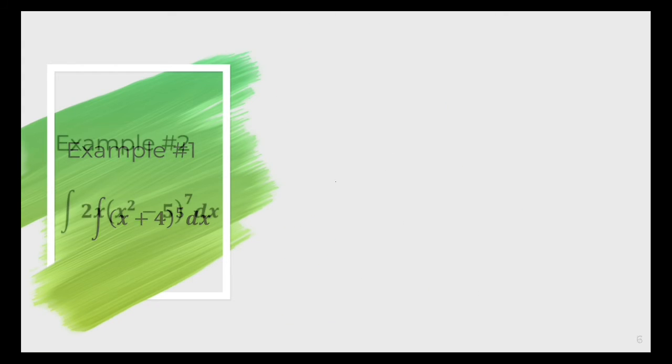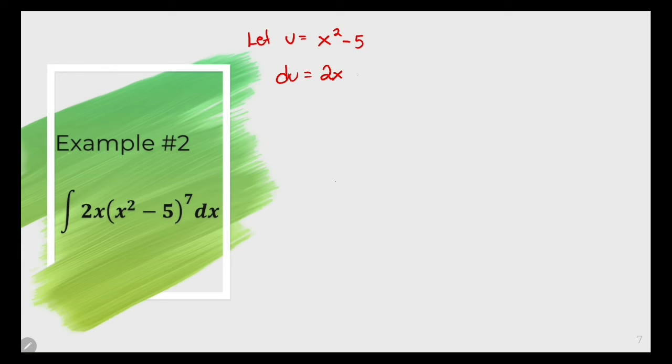Okay, another example. This time, the integral of 2x times the 7th power of x squared minus 5. So what is our u? Again, think of the parentheses and the denominator. For this one, we let u be equivalent to x squared minus 5. The derivative of u is du. The derivative of x squared minus 5 is 2x dx.